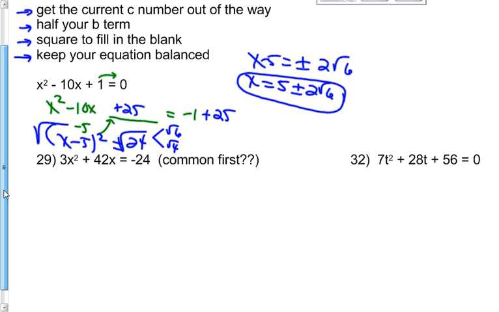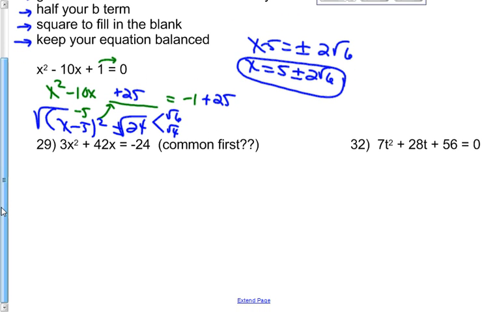Now these next two examples are actually in your homework category. I pulled these out just so you know you would have some like it that you could refer back to. 3x squared plus 42x equals negative 24. I wrote this here as a hint. What you want to do first is take out what you see in common. 3x squared plus 42x plus 24 equals 0. We've got a 3 in common all the way across.